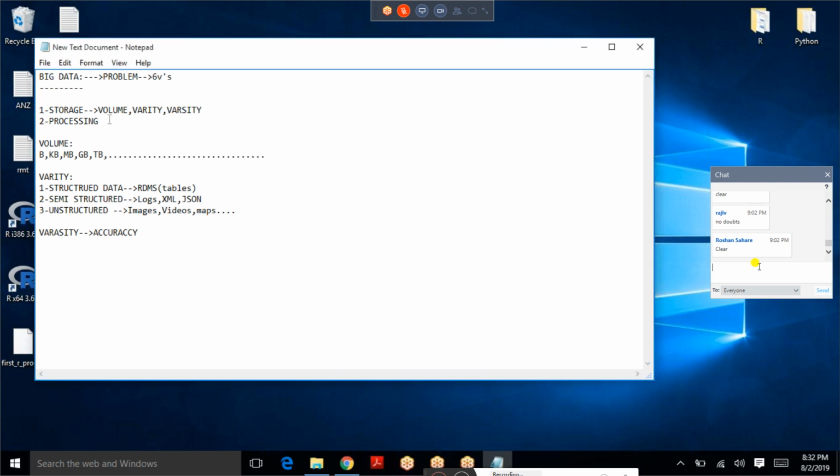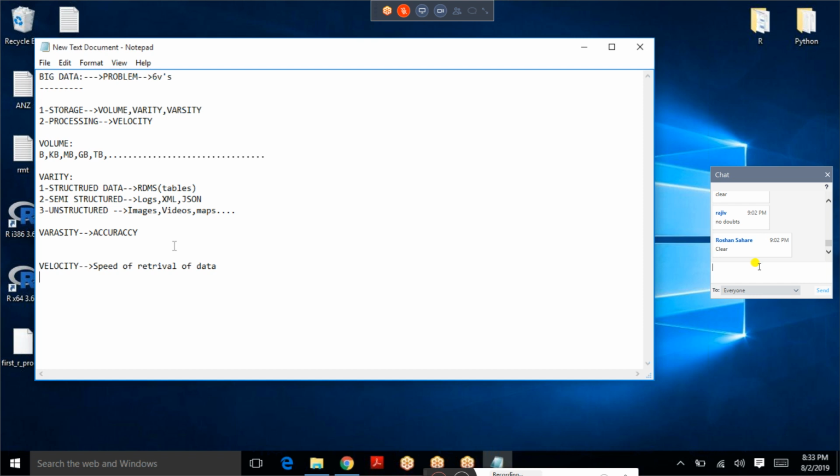So the storage problems are this one, and coming to the processing problems, we have a problem with velocity. So velocity is nothing but the speed of retrieval of data. So how fast you are going to get the data from the databases. That's also going to be one of the problems.